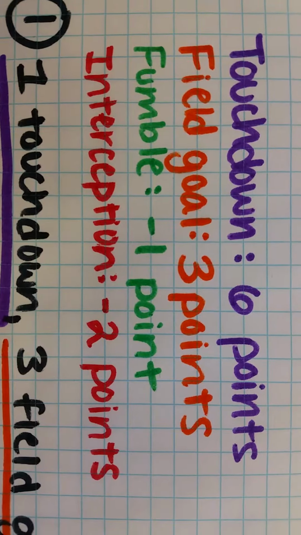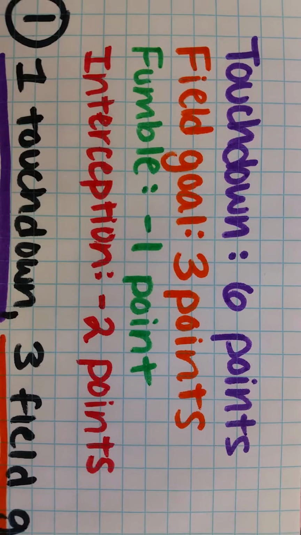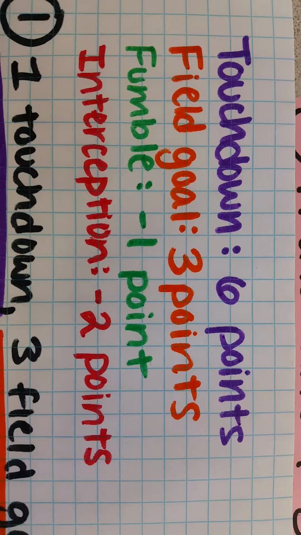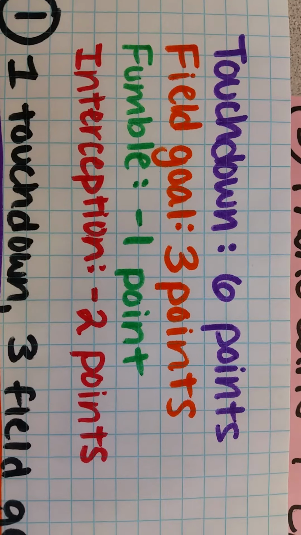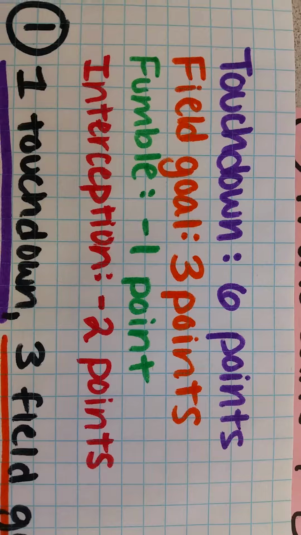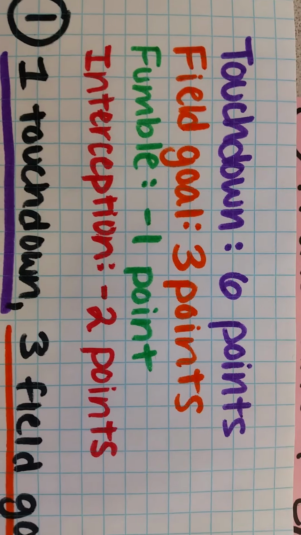Okay, so if you look at the homework from last week, we are figuring out fantasy football scores. We are given that a touchdown is 6 points, a field goal is 3 points, a fumble is -1 point, and an interception is -2 points.